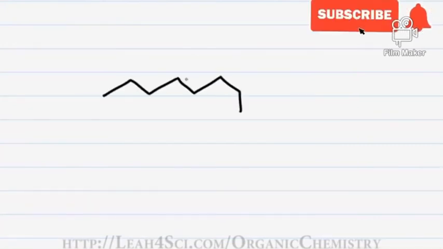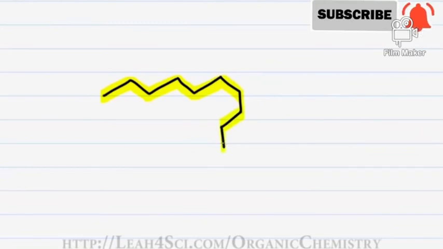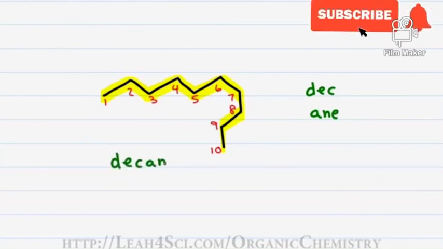Let's look at one last simple example before moving on to branched alkanes, and we'll use this structure as our example. The first thing I want to do is highlight my parent chain. Since I don't have to lift the highlighter from beginning to end, that tells me this is one continuous chain. When I number the chain, I get a total of 10, which gives me a first name of dec. Since I only have single bonds, that gives me a last name of ane, and this gives me decane.